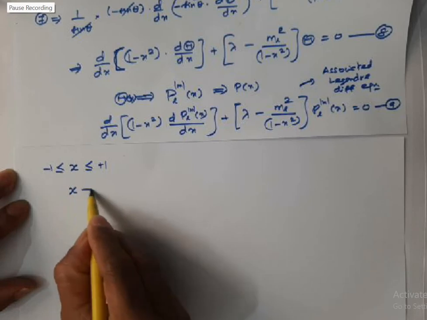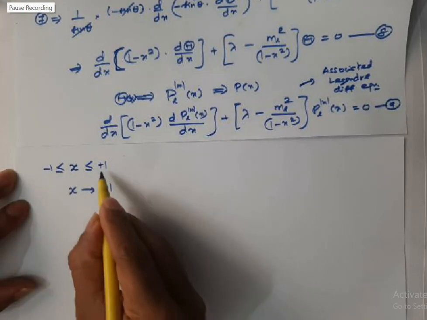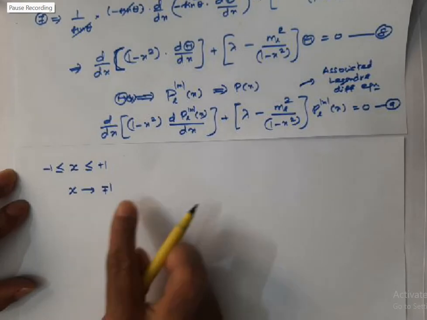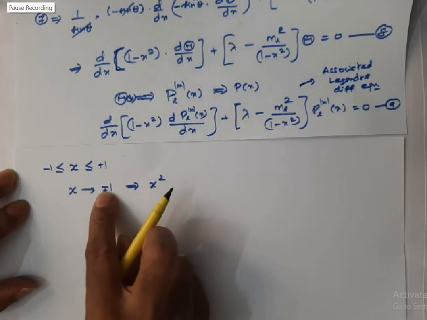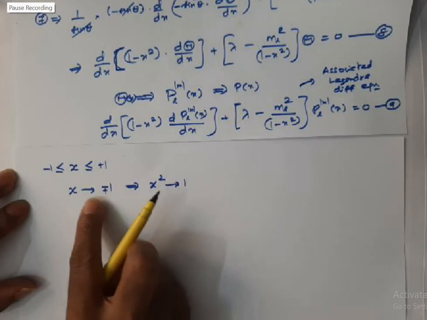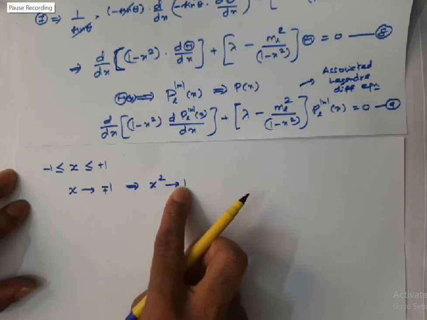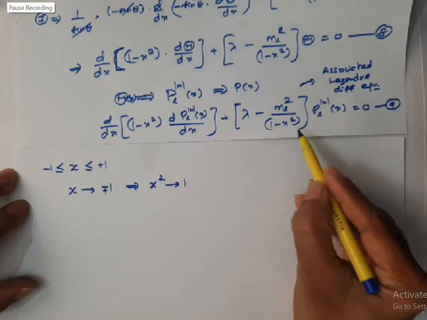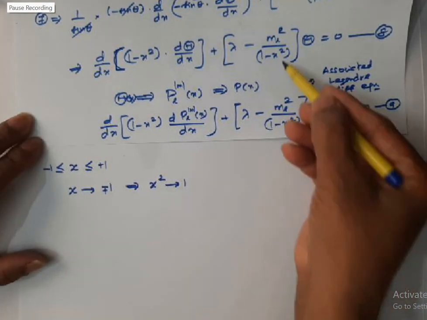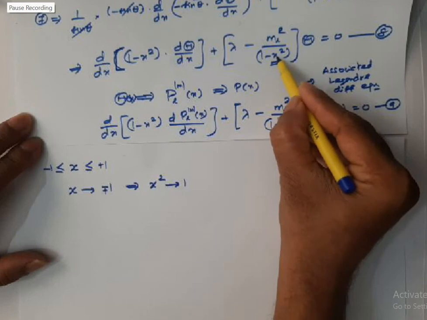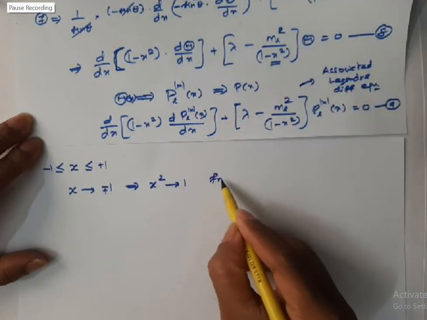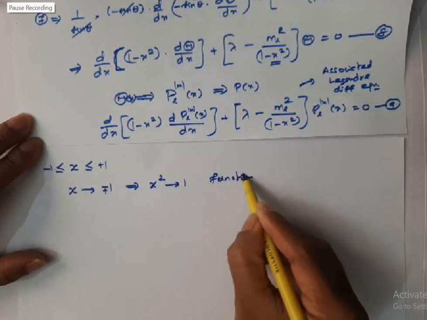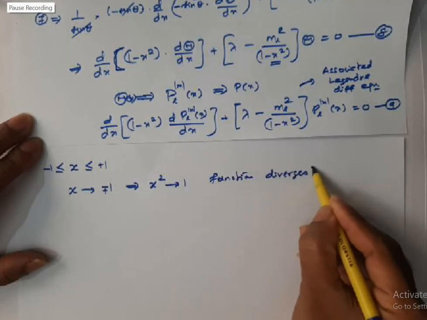So when x approaches -1 or +1, x square approaches 1. What happens if x square approaches 1 here? See here in equation number 8 or 9, whatever it is. If x square becomes 1, 1 minus 1 becomes 0. You know very well something divided by 0 is infinity. So the function diverges. It goes to infinity.